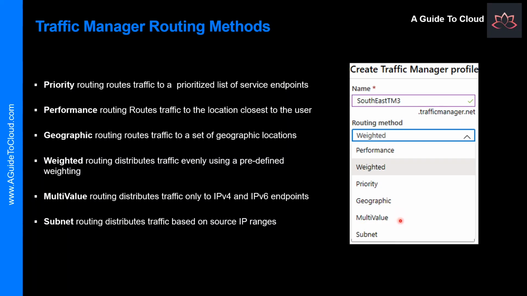Additionally, we have two more routing methods. Multivalue routing distributes traffic only to IPv4 and IPv6 endpoints, and subnet routing distributes traffic based on the source IP address.